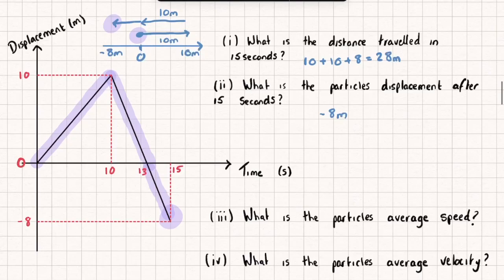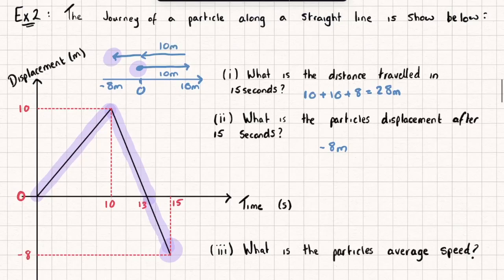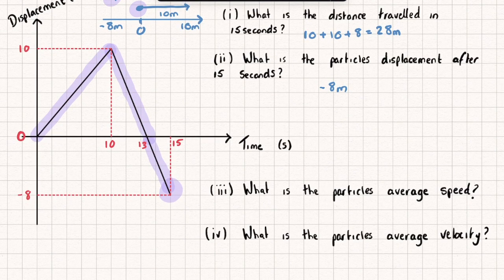Okay, part 3 says, what is the particle's average speed? So to find the average speed, all we need to do is look at the total distance travelled divided by how long it was travelling for. And so remember, in part 1, we found the total distance, it was 28 metres. So to calculate this, I could do the 28 metres travelled divided by, well, it took 15 seconds. And so this gives me an answer of 1.87 metres per second. So that means on average, each second that passes, this particle has travelled 1.87 metres.